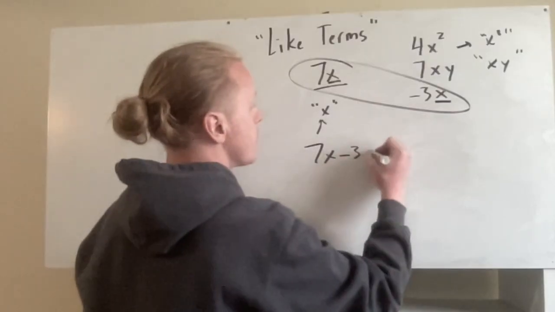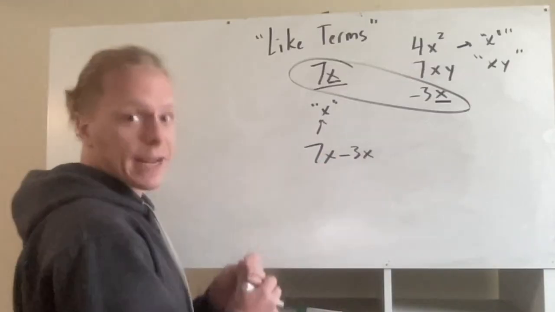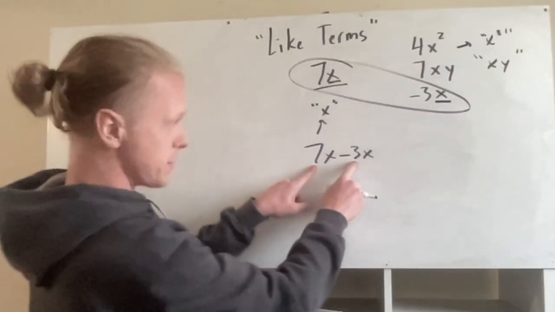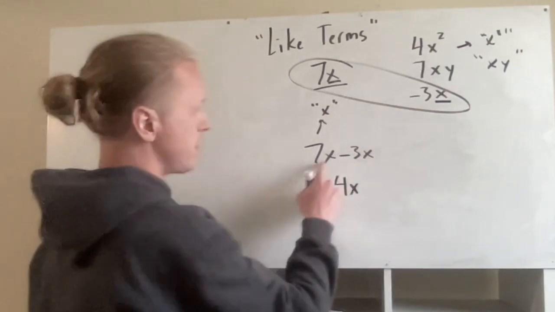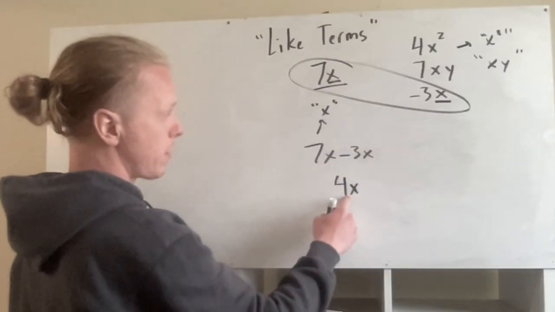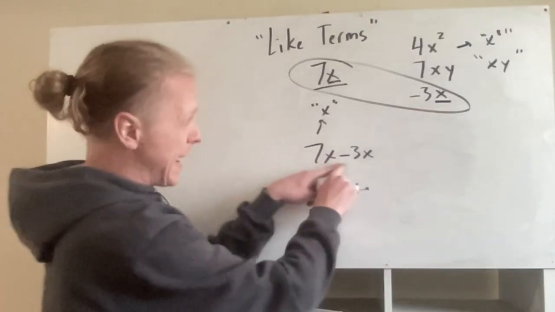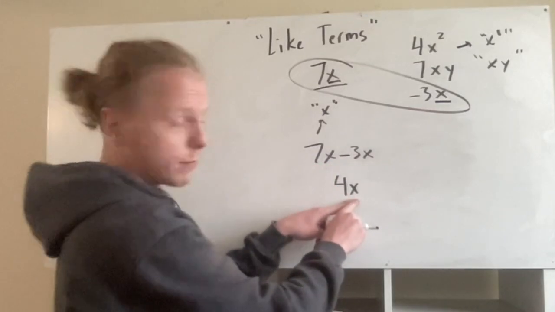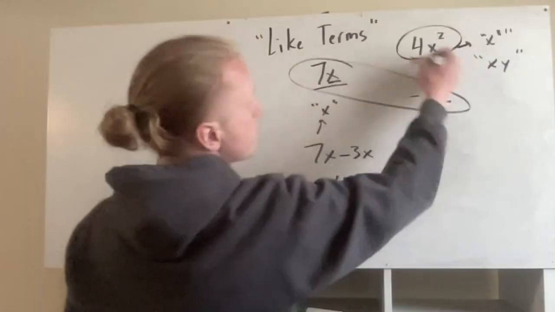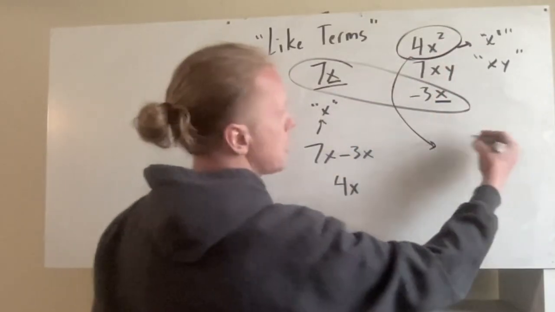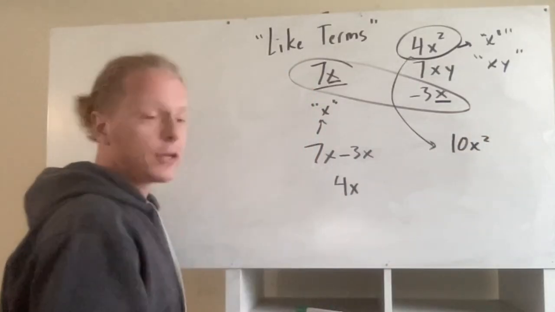7x minus 3x. Well, when we're adding and subtracting like terms, we just pay attention to the coefficients. 7x minus 3x gives me 4x because 7 minus 3 is 4. You think about it, I had 7 candy pieces and I ate 3 of them. Now I have 4 left, right? 7x minus 3x is 4x. What could be a like term of 4x squared? Well, 10x squared. Just any other x squared term.